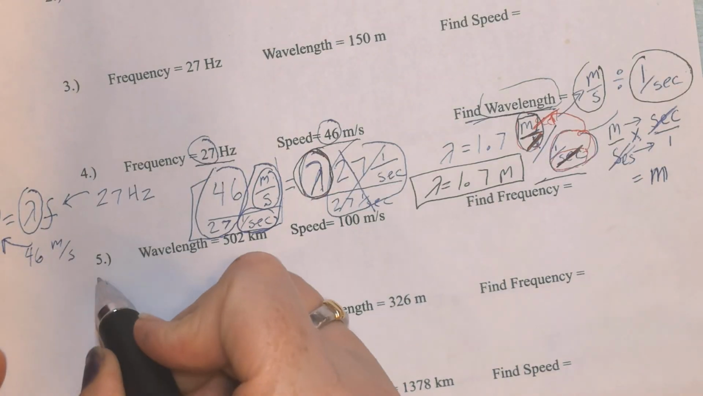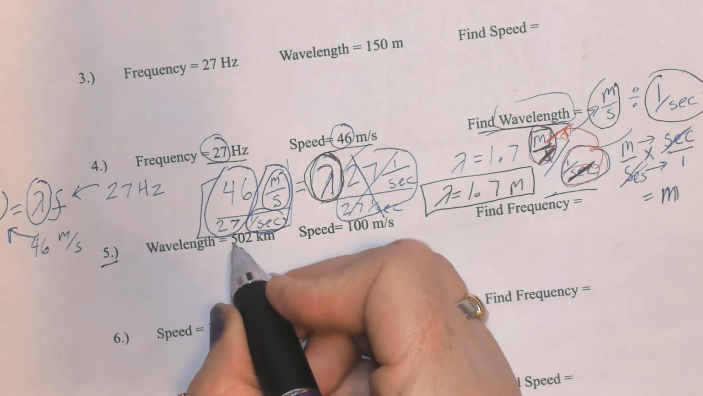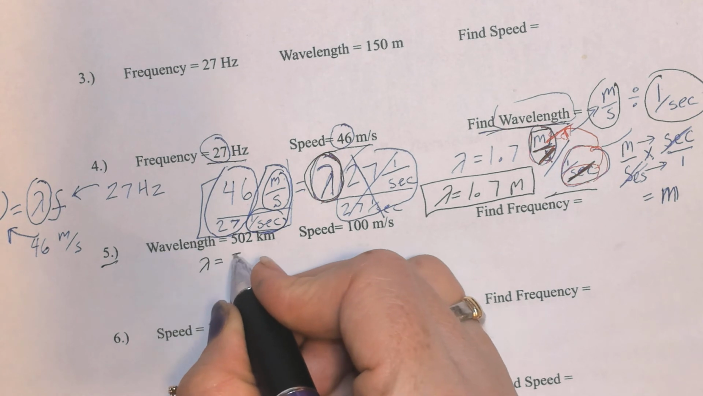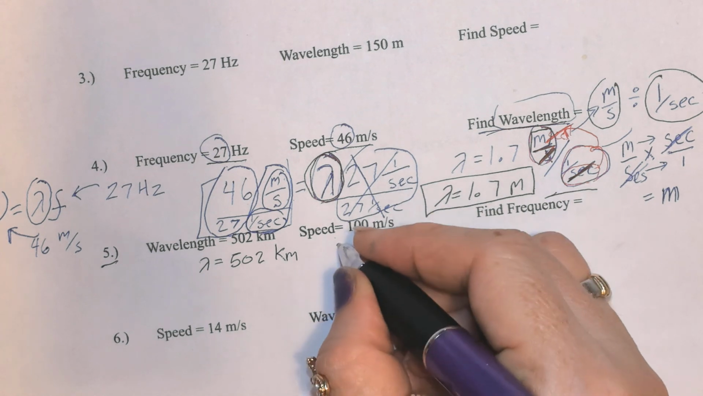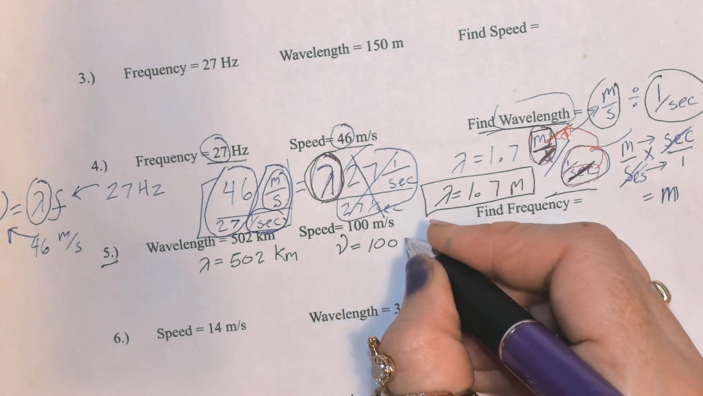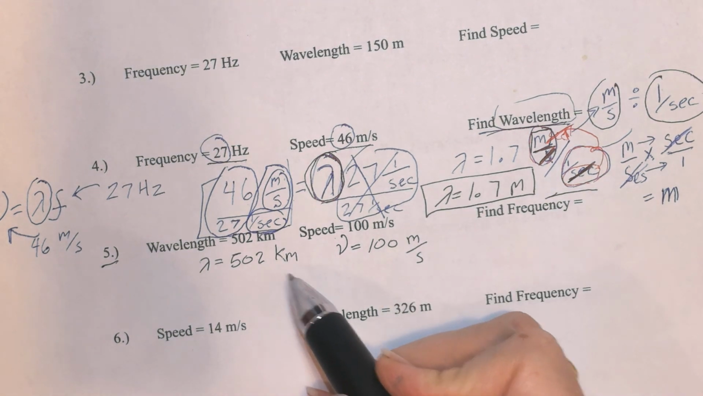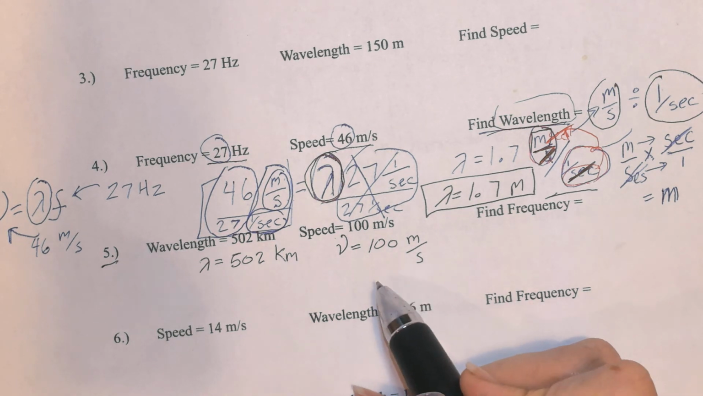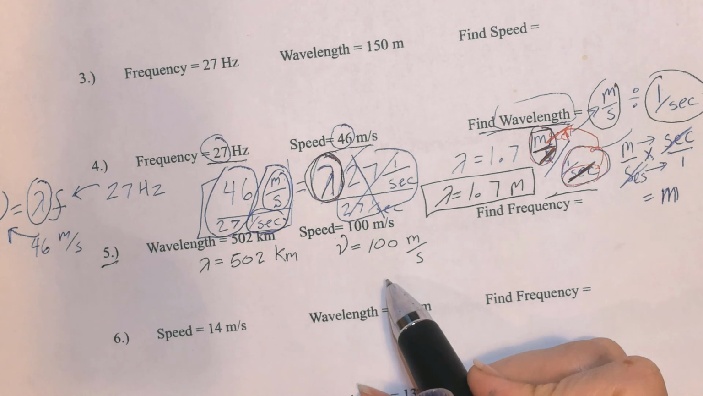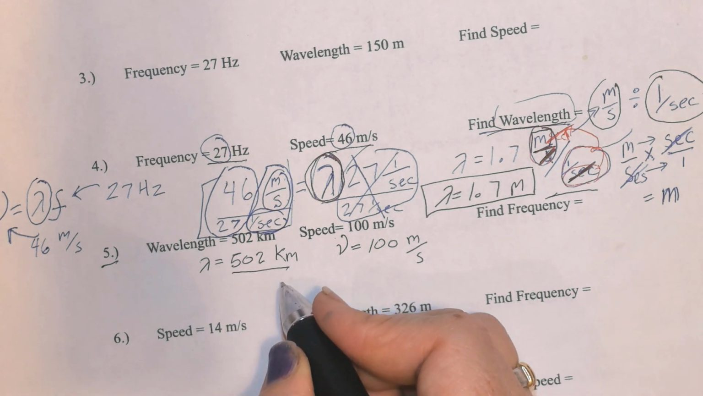In number 5, I'm not going to do it for you, but I would like to help you with the conversion. Here it says the wavelength equals 502 kilometers. And it gives you the speed of the wave as 100 meters per second. So the wavelength is in kilometers and the speed is in meters. You need to use the same units for length. So you either need to convert to kilometers or you need to convert to meters. Let's convert the wavelength into meters.